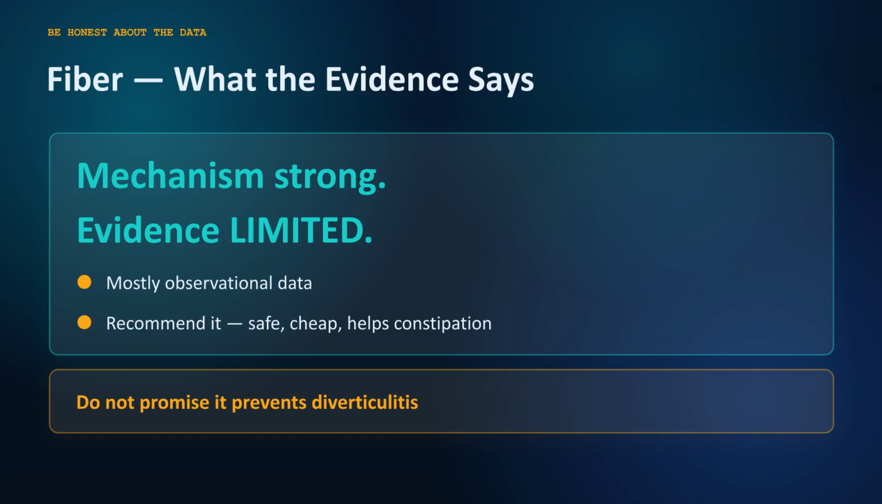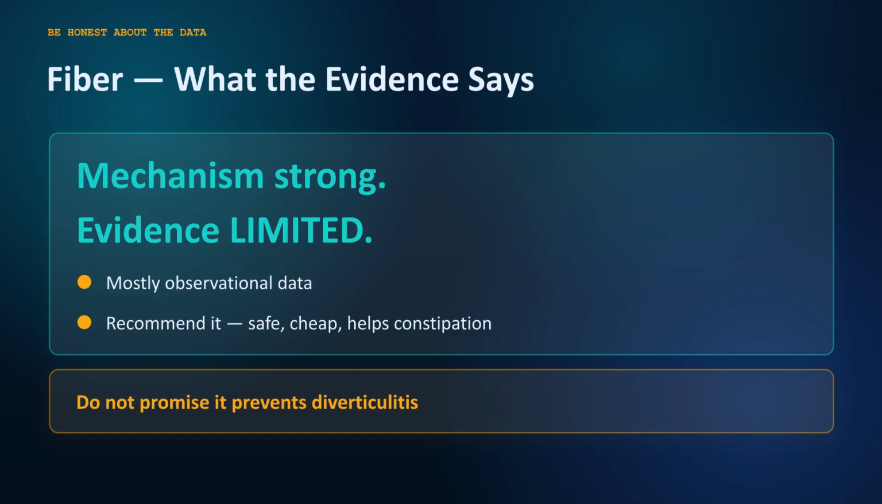So what do we actually tell him to do? Start with fiber. The mechanism we built argues strongly for it. Bulkier stool, a wider lumen, lower segmentation pressures. But be honest about the evidence. The data supporting a high-fiber diet to change the course of diverticular disease are limited, not absent, limited, and most of what we have is observational.